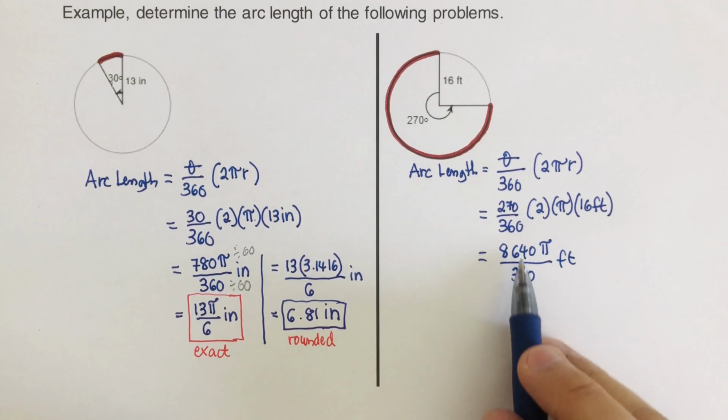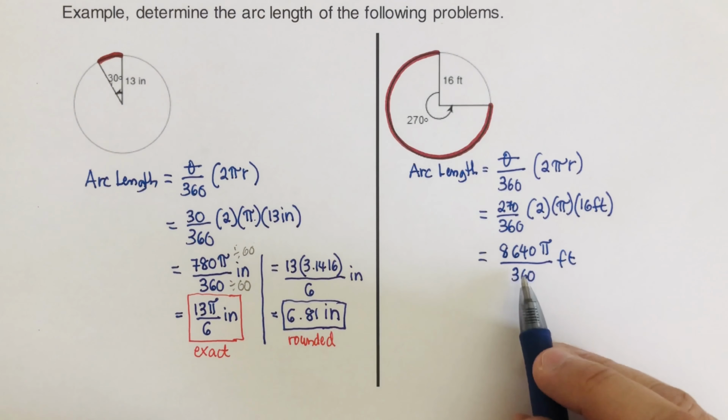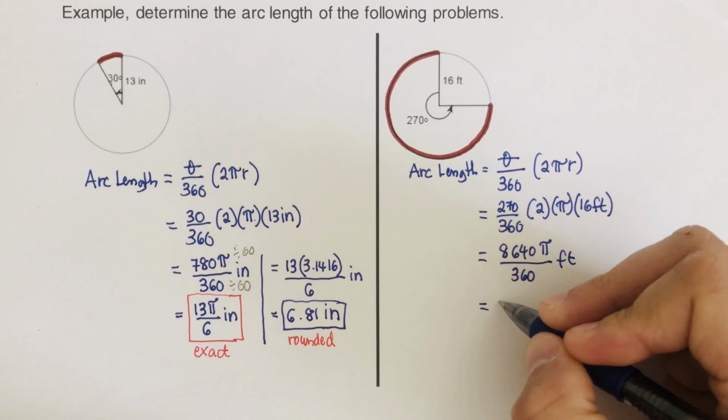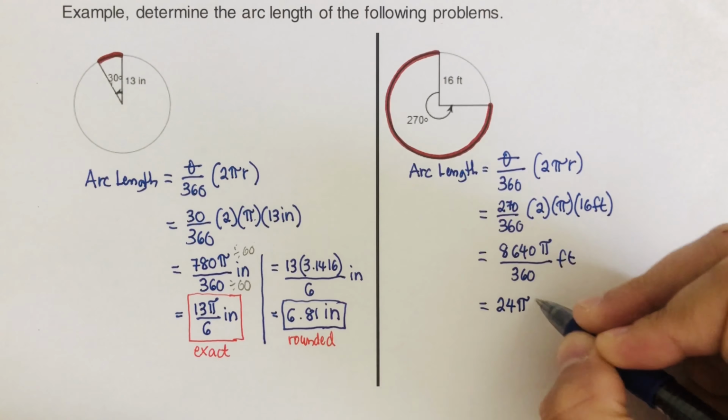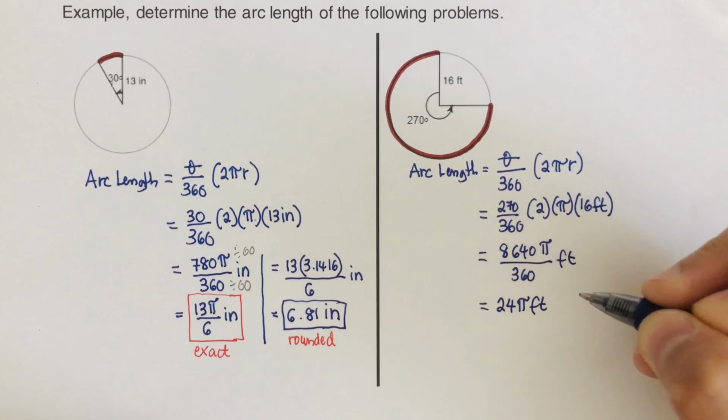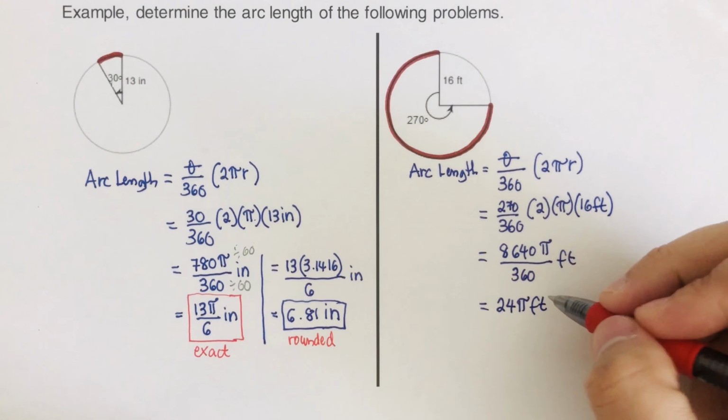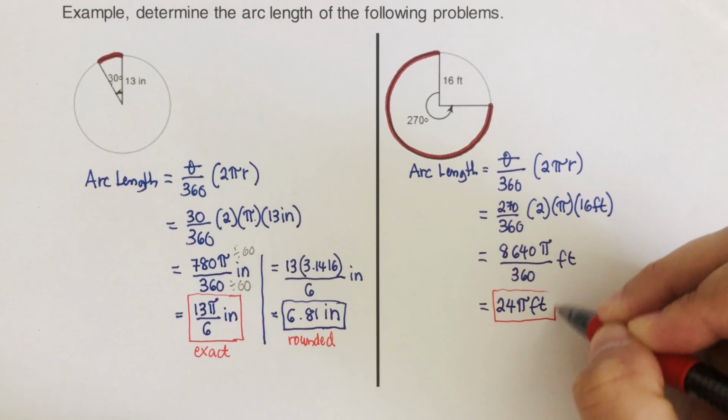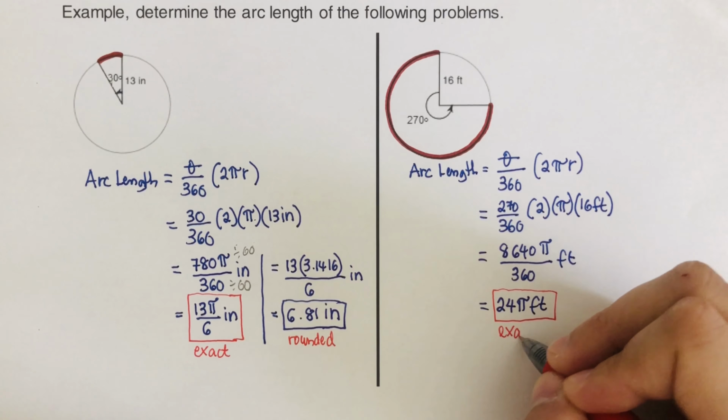And then we can actually reduce this. Both of these are divisible by 360. That would be 24 pi feet. And again, we will label this as our exact. So this is our exact arc length.